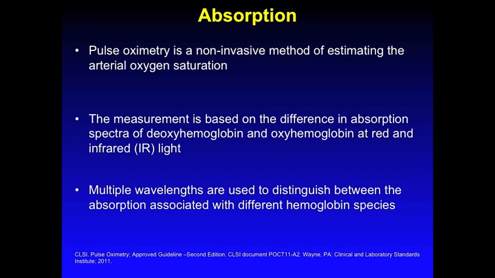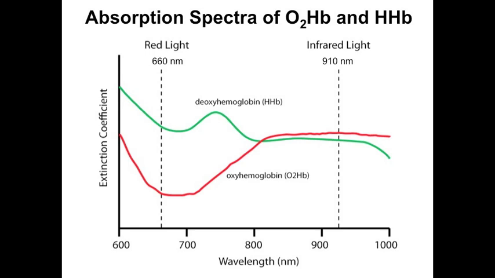Pulse oximetry uses the properties of absorption to non-invasively approximate arterial oxygen saturation. Different hemoglobin species absorb light at different wavelengths. At least 2 wavelengths of light are required to accurately measure oxygen saturation. Here we have illustrated the absorption spectra of oxygenated hemoglobin, shown as a red curve, and deoxygenated hemoglobin, shown as a green curve. The extinction coefficient is plotted against the wavelength of light.